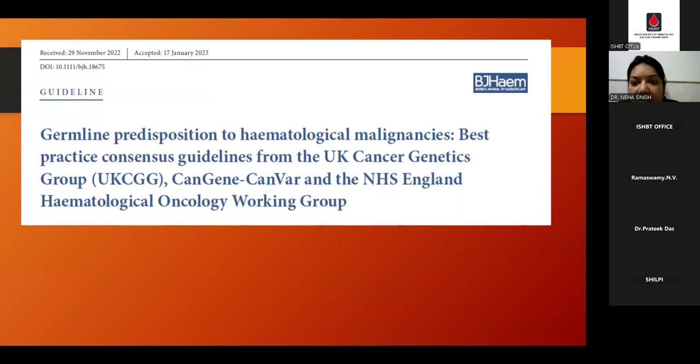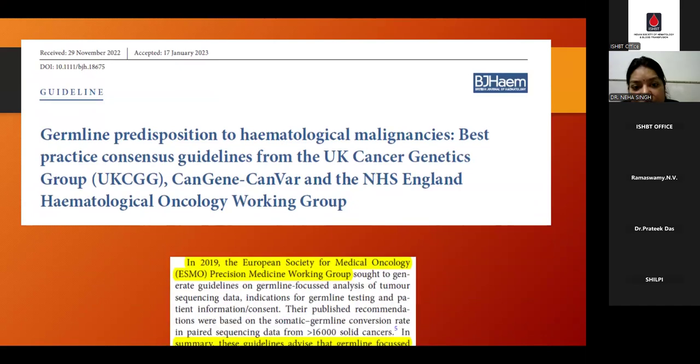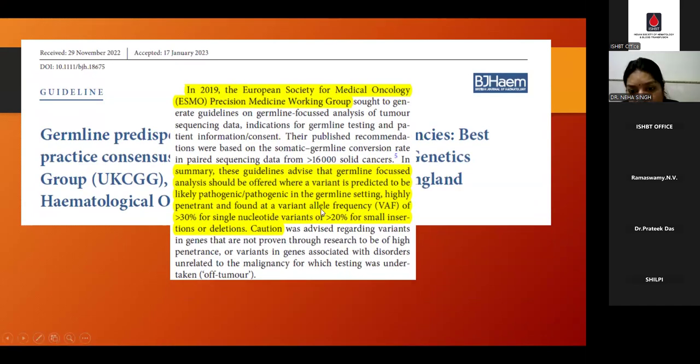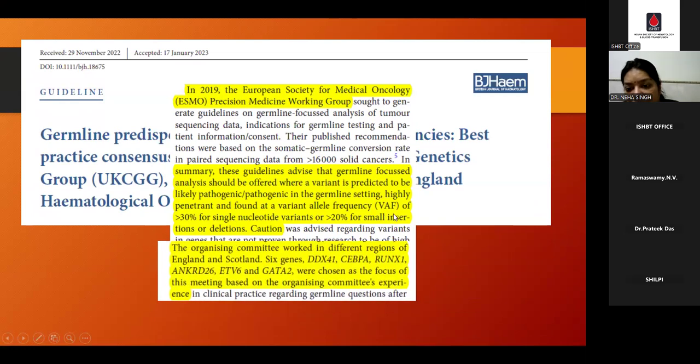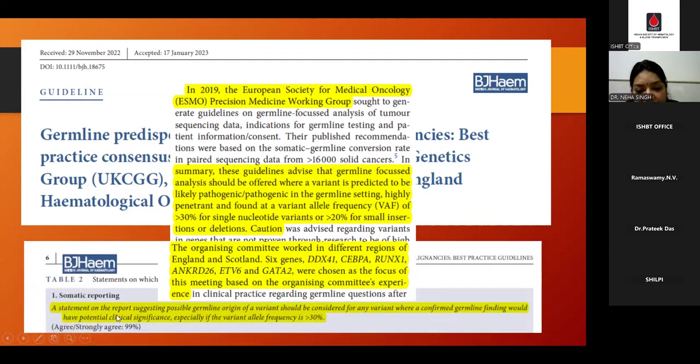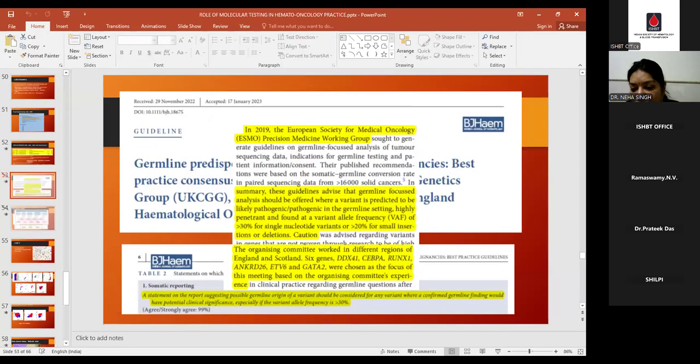See, this is the paper we are referring to, where they have given clear-cut instructions and they're talking about the cutoff of more than 30% for single nucleotide variants and more than 20% for small insertions or deletions. And these are the 6 genes they're talking about: DDX41, CEBPA, RUNX1, ANKRD26, ETV6, and GATA2. They say if you get such a case, you should write a statement that this may probably be of germline origin. I didn't share it because I thought I would not have time, but you guys thankfully raised the issue and I'm very happy about it.